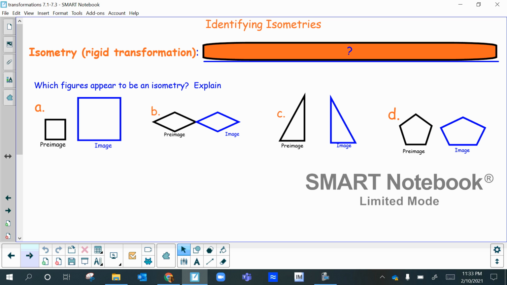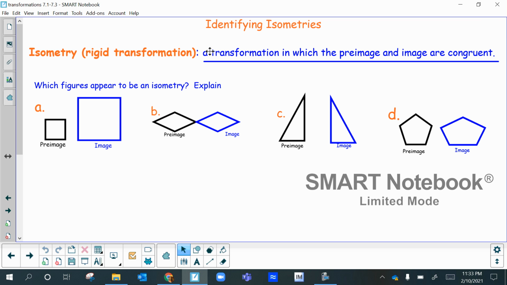A new vocabulary word is isometry. This is going to be a rigid transformation. And basically all that means is that this transformation is not going to change in size. So they're going to be congruent. So it's a transformation in which the pre-image and the image are congruent. Okay. So out of those 4 basic transformations, I did a few of them here. And so which figures appear to be in isometry? Okay, so remember, an isometry is when your transformation takes place, but both the pre-image and image are congruent.